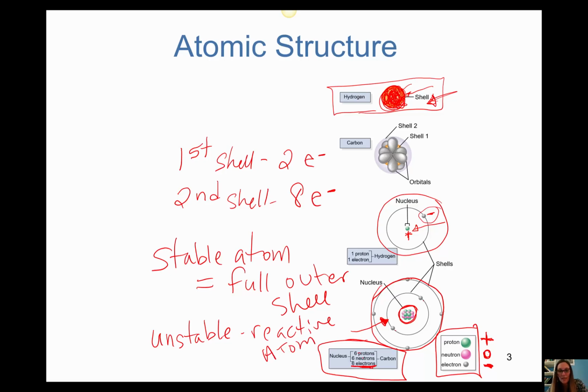And so carbon is a reactive atom, so it's going to form chemical bonds with other atoms to make up different molecules.